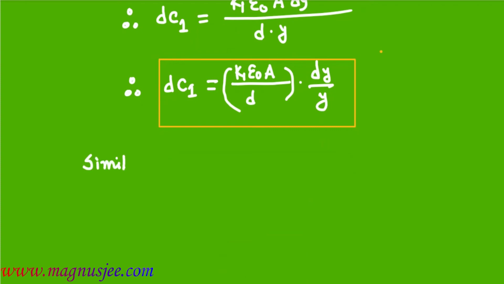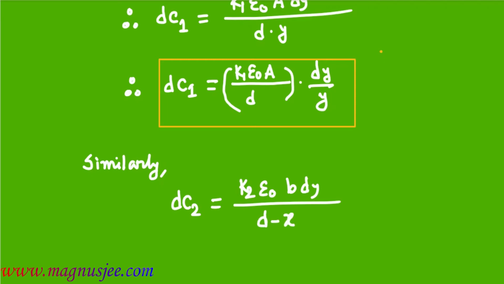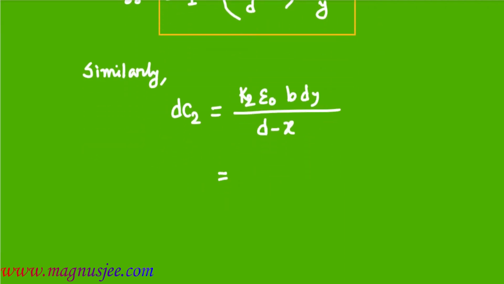Similarly, the capacitance of the elementary portion having dielectric constant K2 will be dC2 equal to K2 epsilon 0 b dy divided by d minus x. Now putting the expression of d minus x, we get what? K2 epsilon 0 a divided by d into dy divided by l minus y.